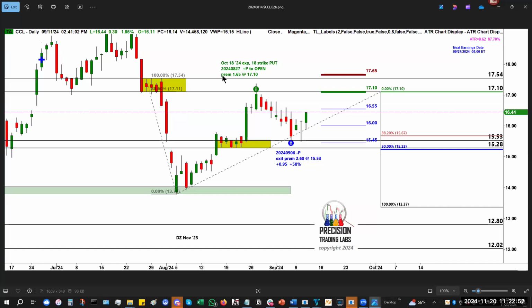Essentially this thing rose from $1.65 and went up to 2.60. We made about a buck on that. In terms of a percentage, running from $1.65 to basically making a buck, that was a 58% gain. That's essentially how these trades play out when they work.